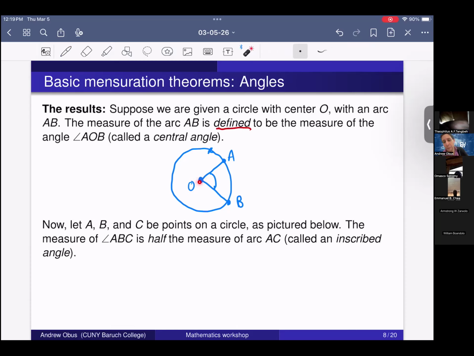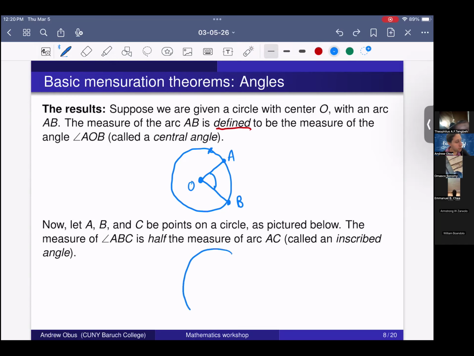It's not a theorem to say that a central angle of a circle equals the measure of the arc that it cuts off. There's no content there. That's just the definition of what a measure of an arc means. So this does not require any justification.